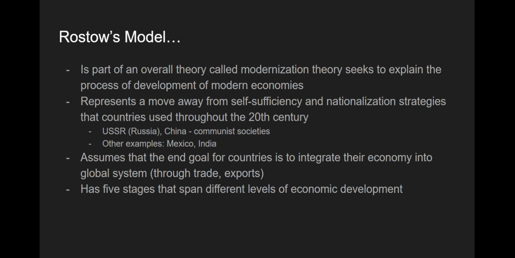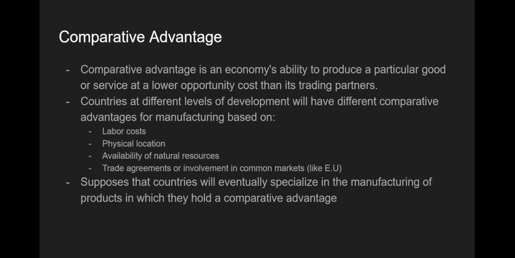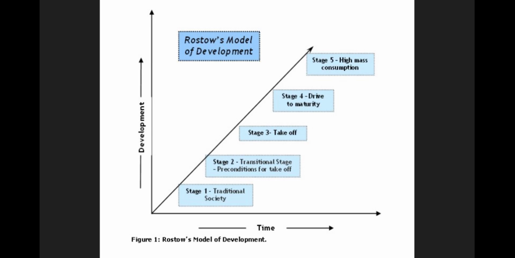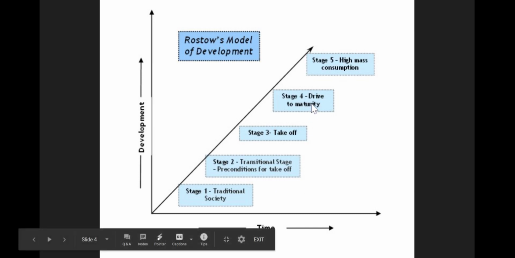It's part of an overall theory called Modernization Theory. Essentially what that seeks to do is to explain the process of development, the different stages a country goes through in terms of development. The way that looks is here. A country starts off in what we would consider a more traditional society, heavily based on subsistence agriculture, and essentially goes through the process of industrialization, which is a synonym for stage 3, takeoff. Stages 2 and 4 are transitional stages between pre-industrial, industrial, and post-industrial societies.